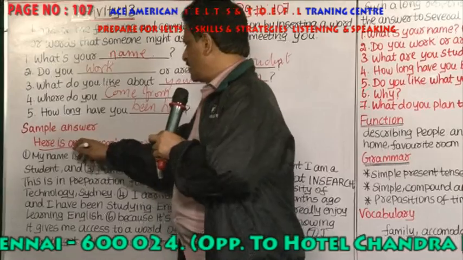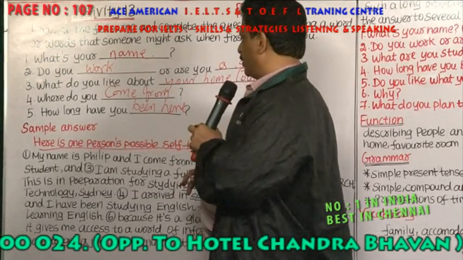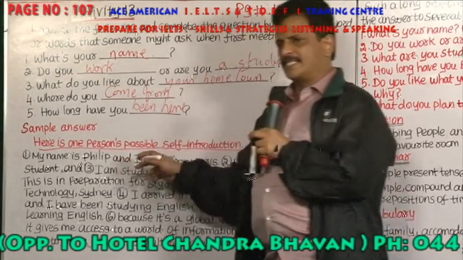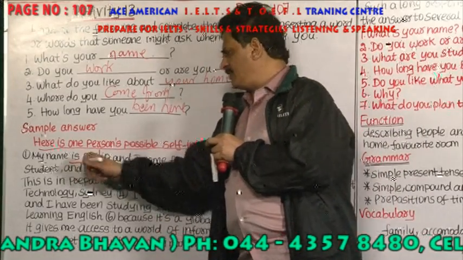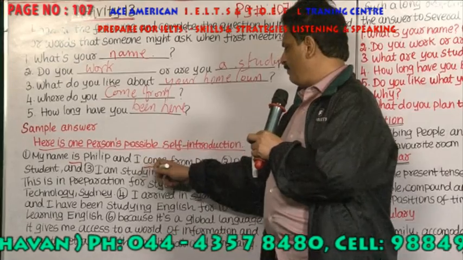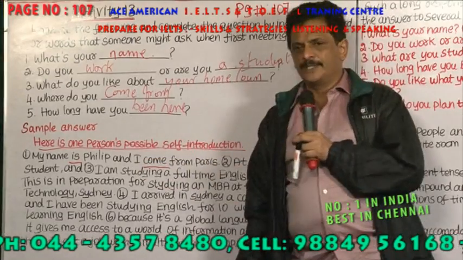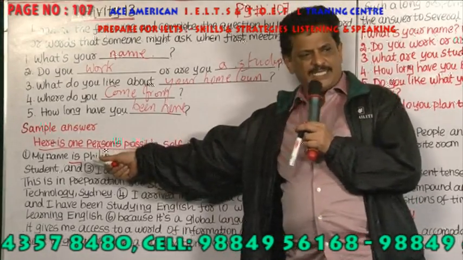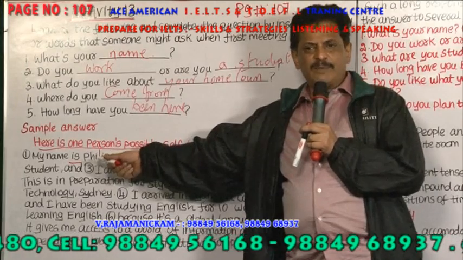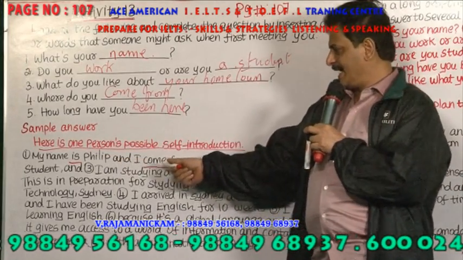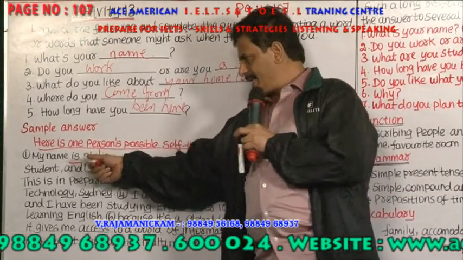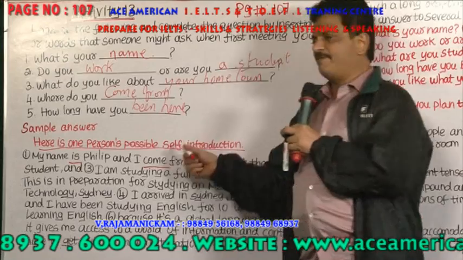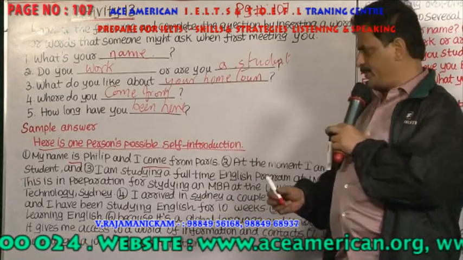So the possible self-introduction, what is that? My name is, see, his name is Philip, okay? My name is Philip, and I come from Paris, right? So what is the tense here? Present tense. Will you say my name was Philip, I came from Paris? No. It is present tense you have to use. My name is Philip and I come from Paris. The present tense you are using.